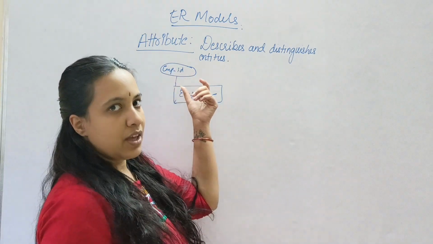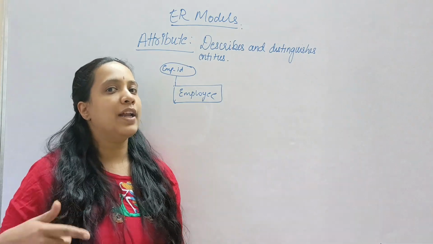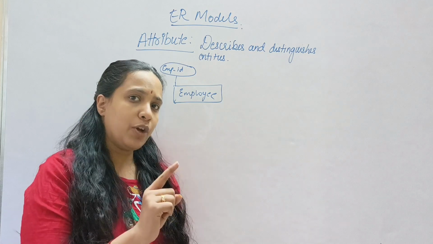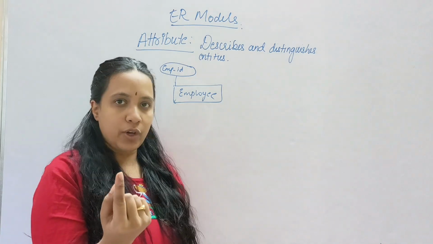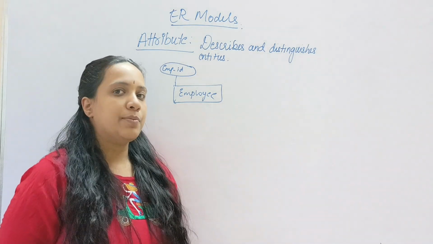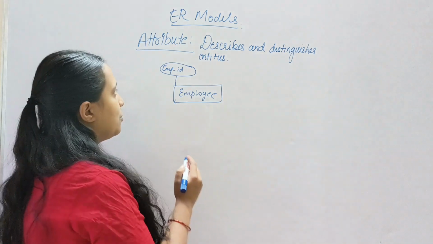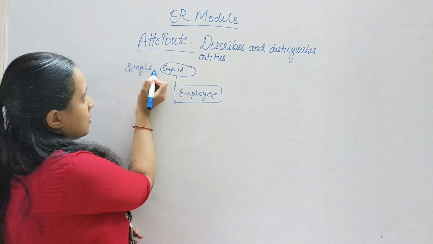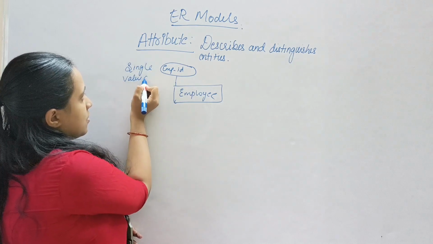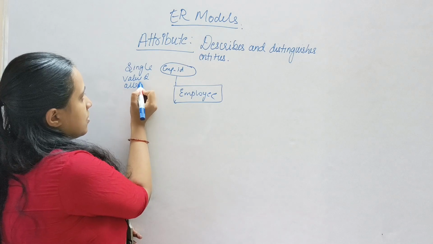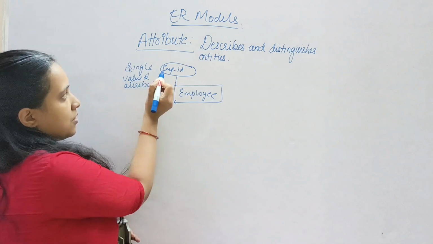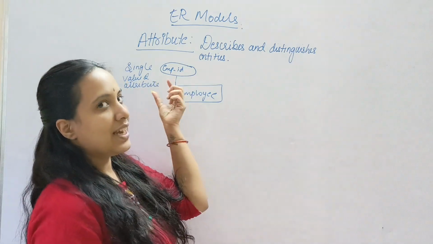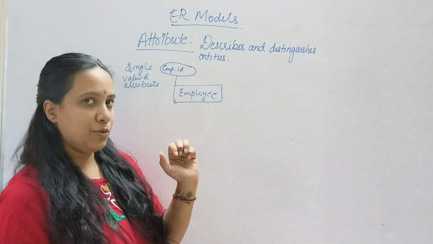Now, I have an attribute employee ID. You tell me, can I have more than one value for employee ID? No, right? For one employee, I can have only one employee ID. Such attributes are called single valued attributes. So employee ID is a single valued attribute. As the name suggests, it can have only one value.